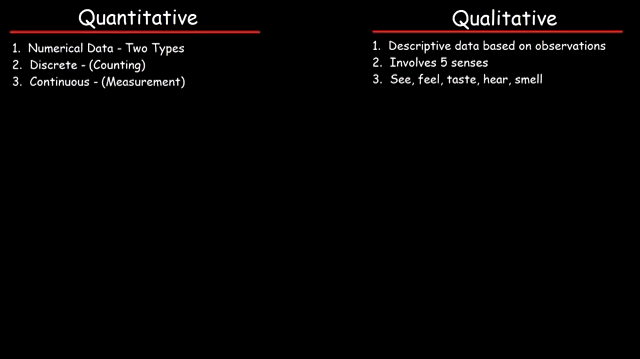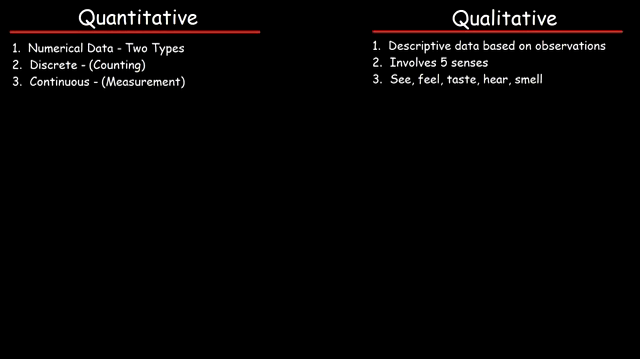In this video, we're going to talk about data and the different types of data. As you can see, we have it on the board. There's two types, quantitative and qualitative. When you hear the word quantitative, what do you think of? I think of numbers, such as 5, 8, 12. That's quantitative data. It's numerical data.